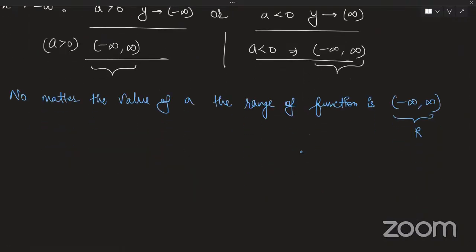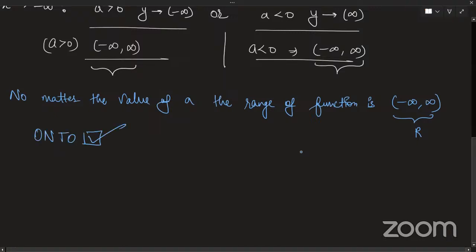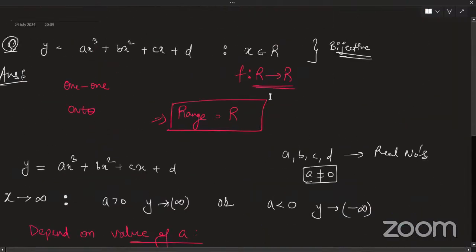So that means onto is confirmed. Because see, what was my function mapping to? My function was mapping from all real numbers to all real numbers. So this has been confirmed, that my range is equal to all real numbers. This onto part is confirmed.